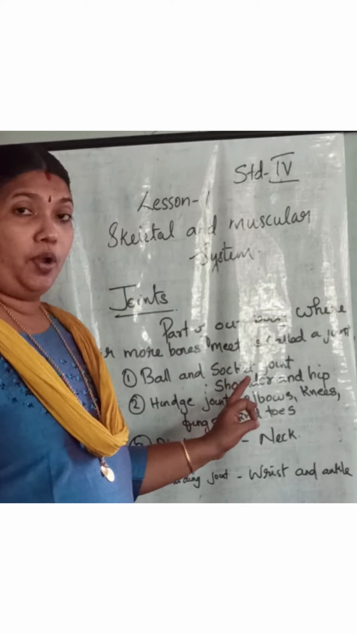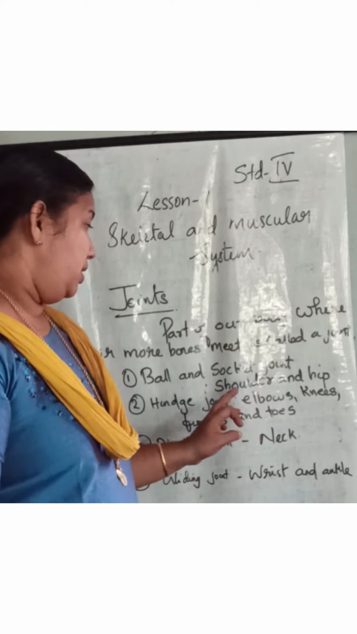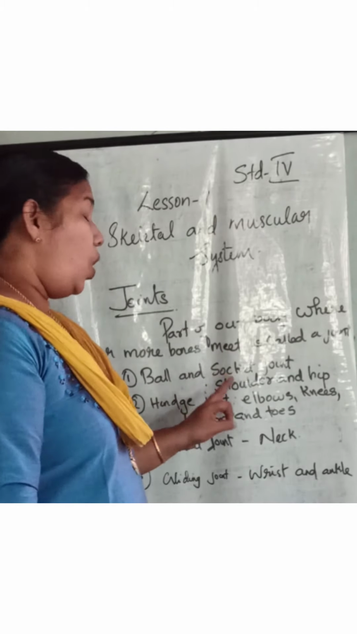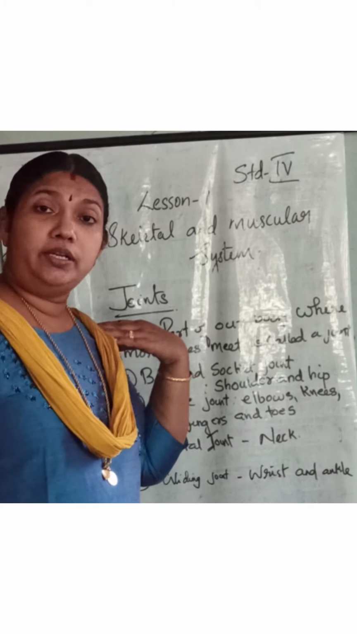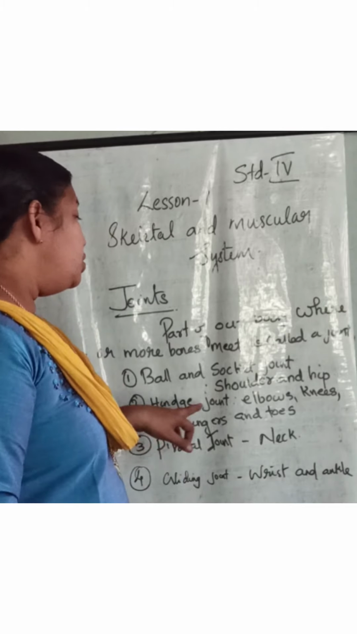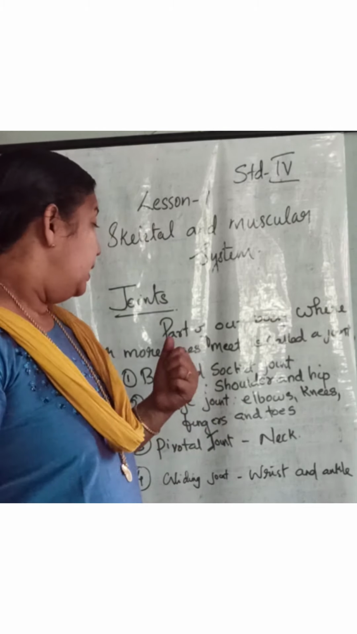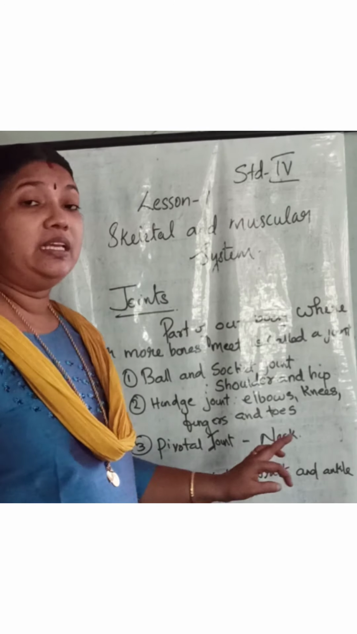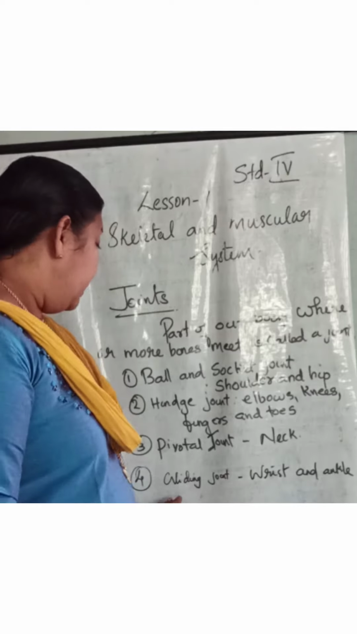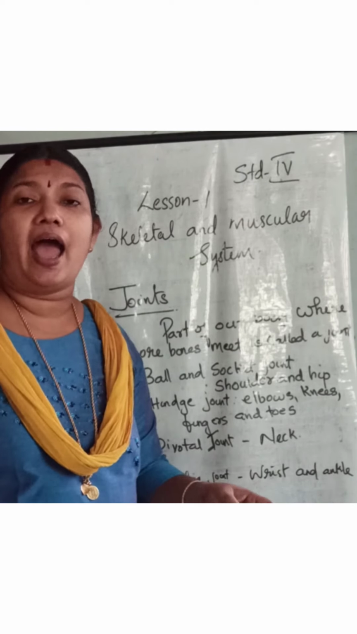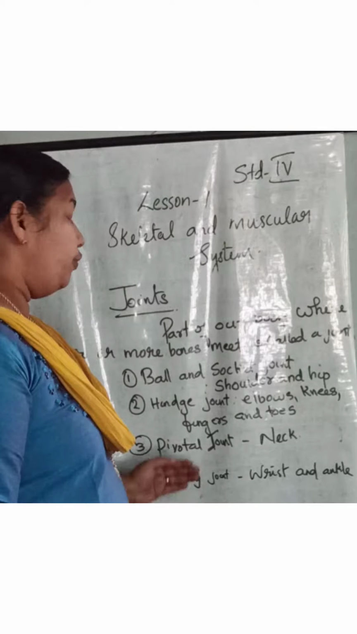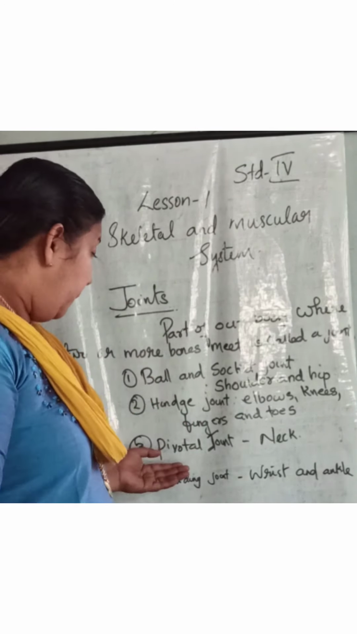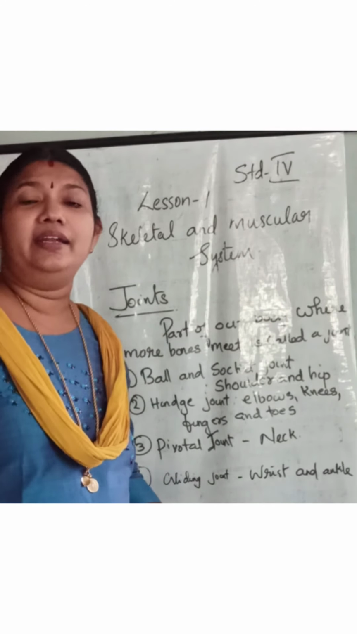Ball and socket joints allow movement in all directions, and are seen in our shoulder and hip. Hinge joints are found in the elbows, knees, fingers and toes, the pivotal joint is seen in our neck, and the gliding joint in the wrist and ankle. So joints are classified into 4: ball and socket joint, hinge joint, pivotal joint and gliding joint.